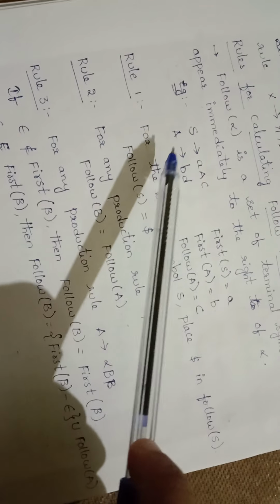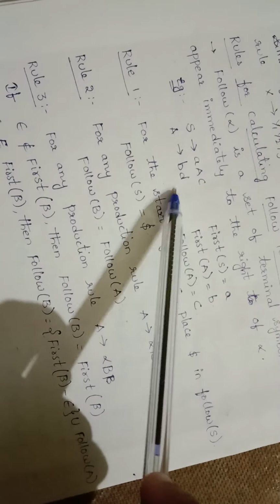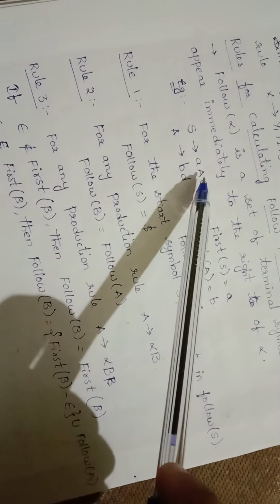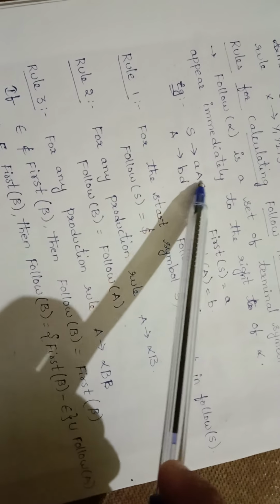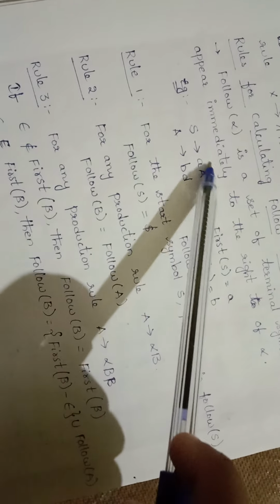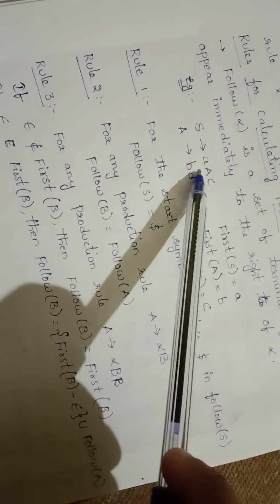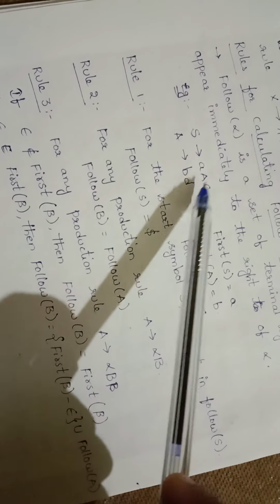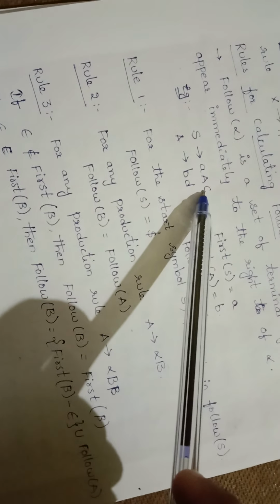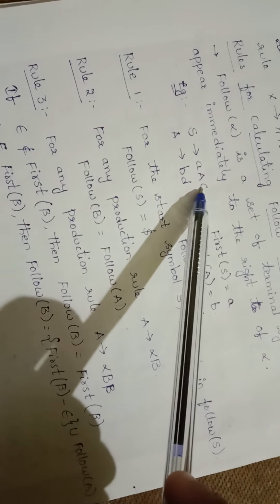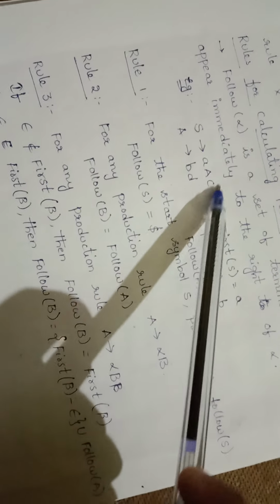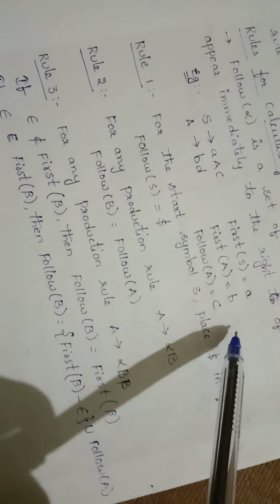Now consider follow of A. Follow of A is nothing but the terminal symbol which we have after that symbol. For A we want to calculate the follow function. After this A, whatever terminal symbol we have is called the follow function of that symbol. After A we have a C. So follow of A is equal to C.